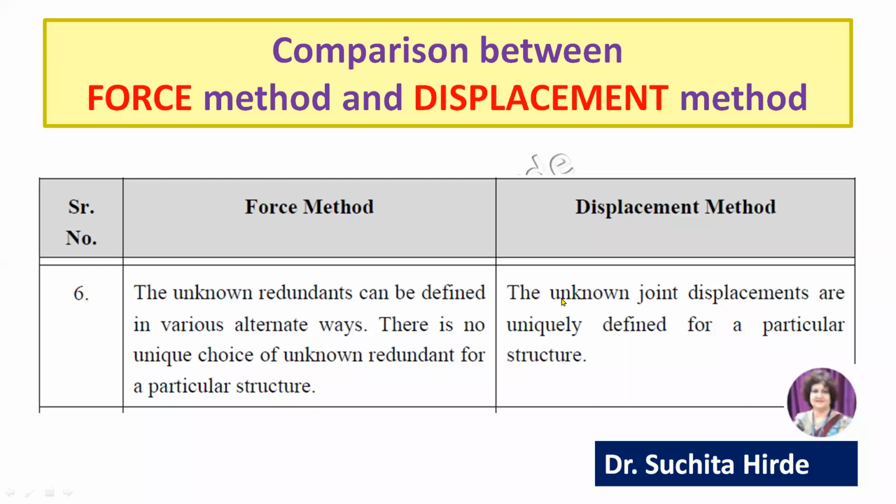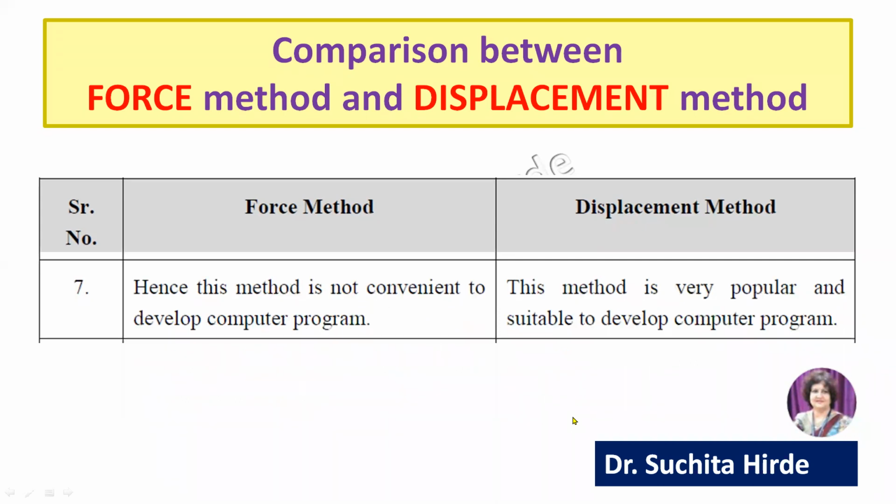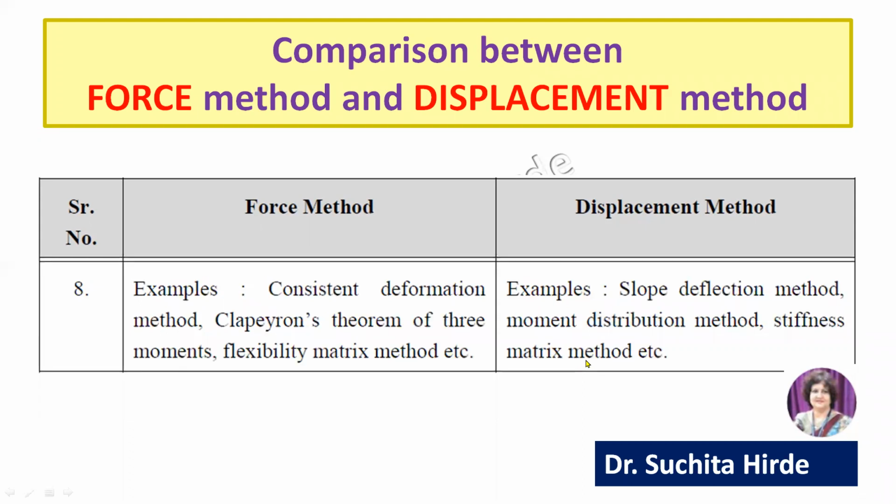I hope the meaning of this sentence is now clear to you, that unknown redundants can be defined in various alternative ways. In force method, there is no unique choice of unknown redundant for a particular structure, whereas in displacement method, the unknown joint displacements are uniquely defined for a particular structure, and therefore force method is not convenient to develop a computer program. Whereas displacement method is very popular as compared to force methods and is suitable to develop computer programs.